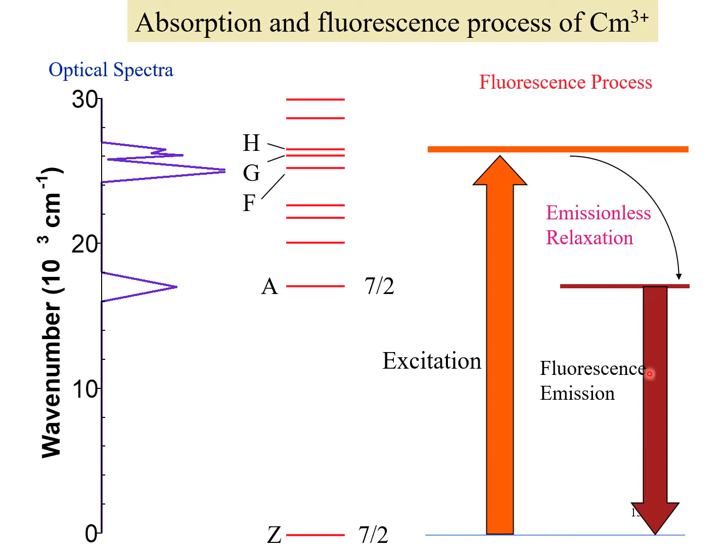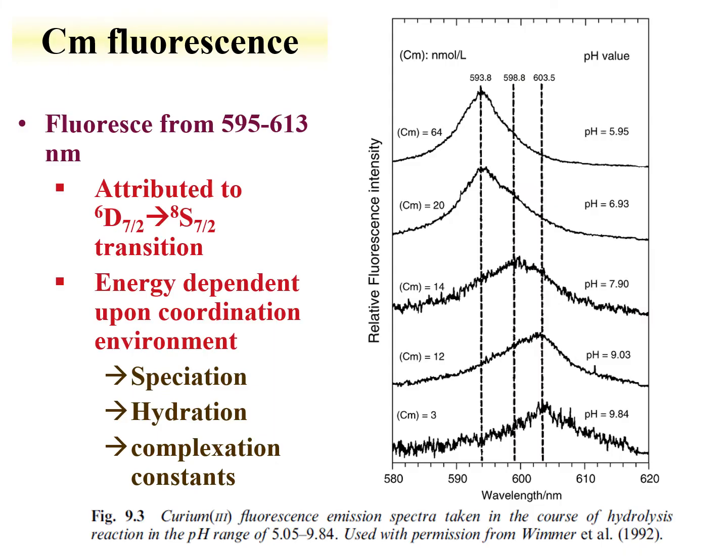The energy and the lifetime of this process can be measured, and that gives information about the electronic structure. The electronic structure is dictated by the speciation of the curium. So this fluorescence process is very sensitive to evaluating curium speciation in solutions and solids. An example of this curium fluorescence is shown for curium hydroxide species.